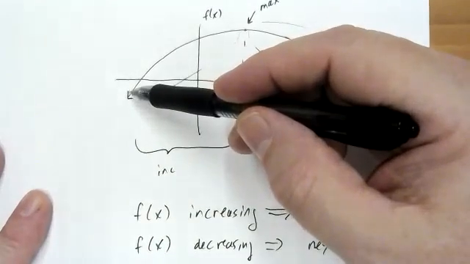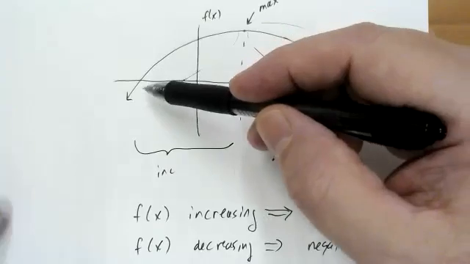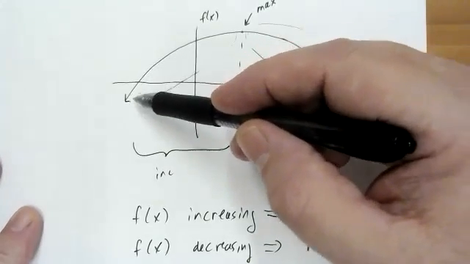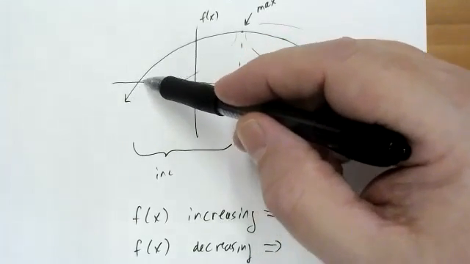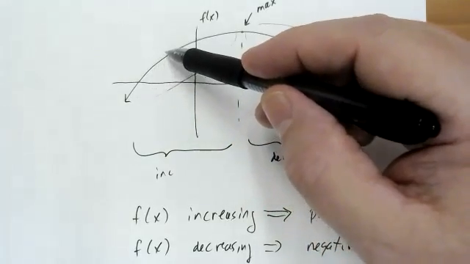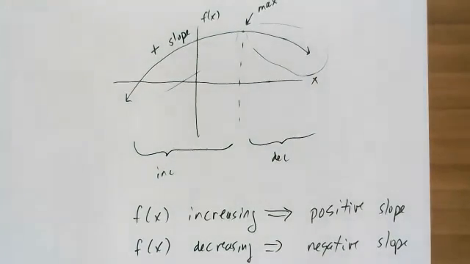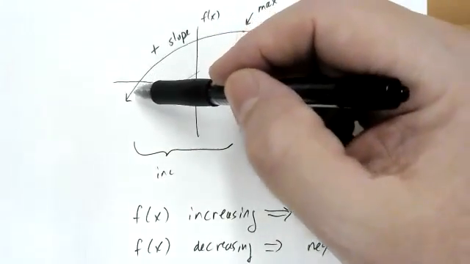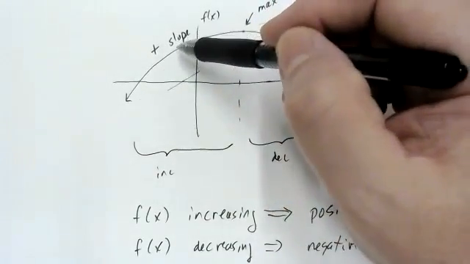So if you start here, as you move to the right, you notice the graph is going up. It's almost like you're going up a hill, and that's considered a positive slope. If the function is increasing as I move to the right, we call that a positive slope. So it really means the same thing as where is the function increasing? As you move to the right, the function's increasing, which also means you have a positive slope.